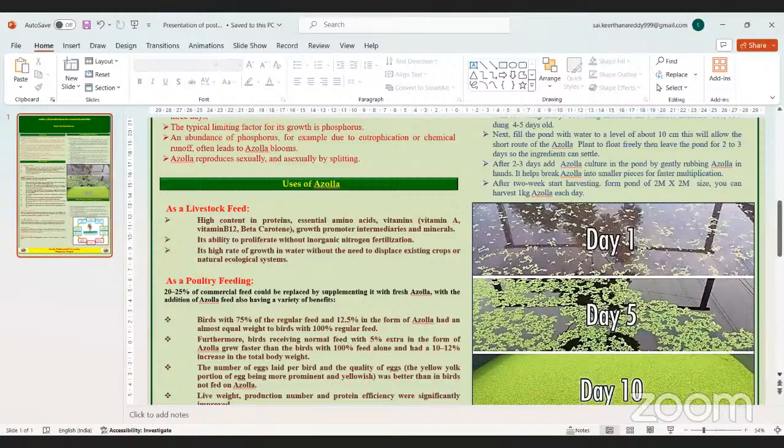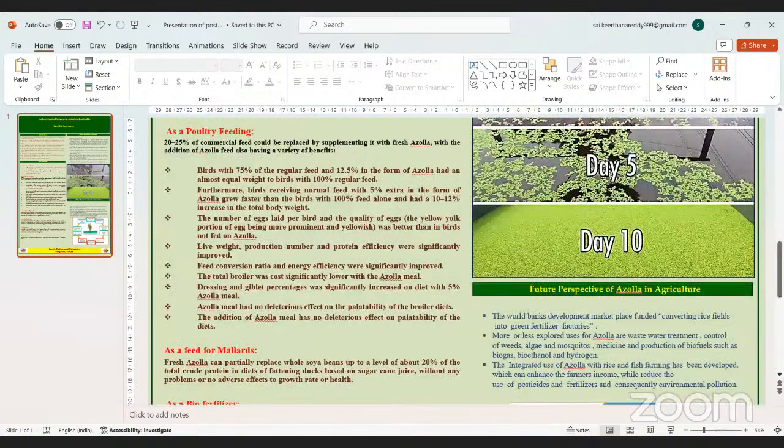Uses of Azolla as livestock feed. It has high content of proteins, essential amino acids, and vitamins. The vitamins are vitamin A, vitamin B12 and beta carotene, a growth promoter, and minerals. It has the ability to proliferate without inorganic nitrogen fertilization, and it is used in poultry feeding. Birds fed 75% of the regular feed and 12.5% in the form of Azolla reached an almost equal weight to birds with 100% regular feed.